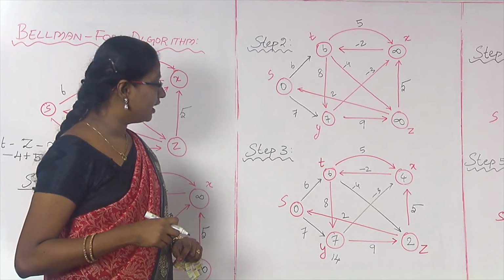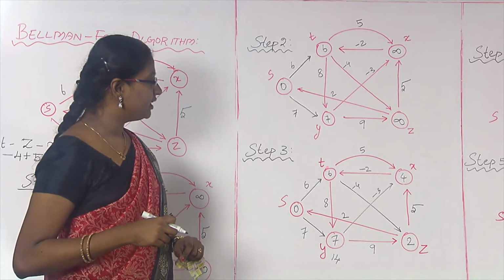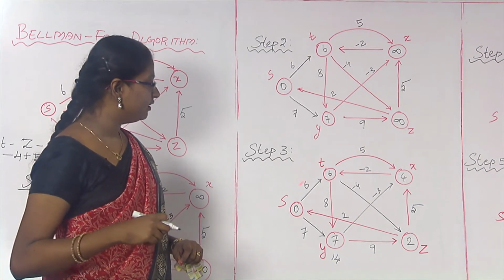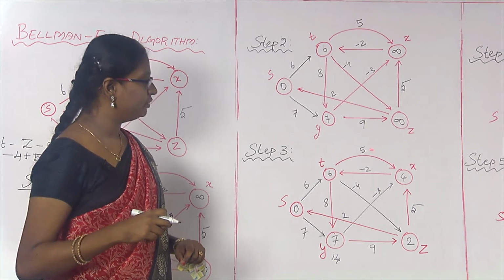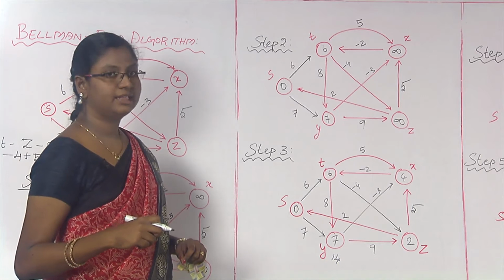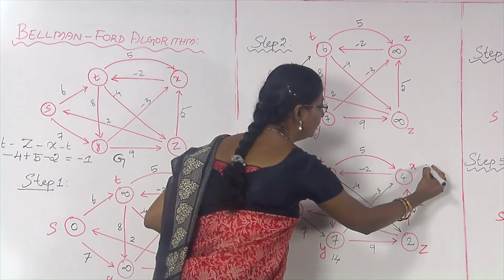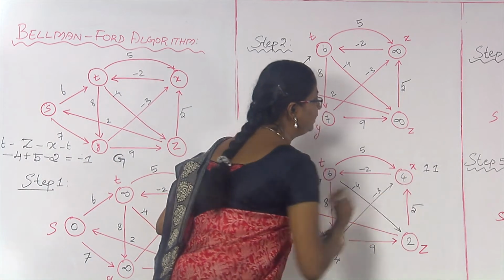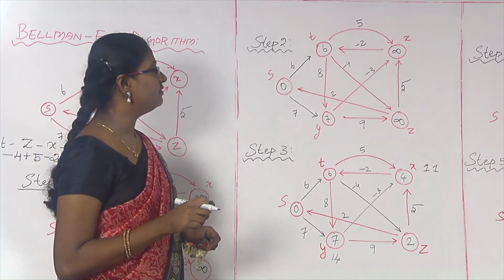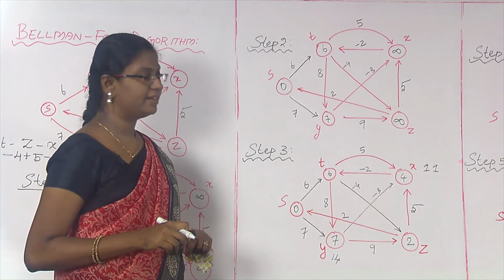So, consider this arc from T to X. If we consider this arc from T to X, we can find the distance from S to X. We can go like this: S to T, T to X. So, the actual distance would be 6 plus 5, that is 11. So, we put this 11 here, and we already had infinity here. Comparing infinity and 11, as of now 11 is the minimum.